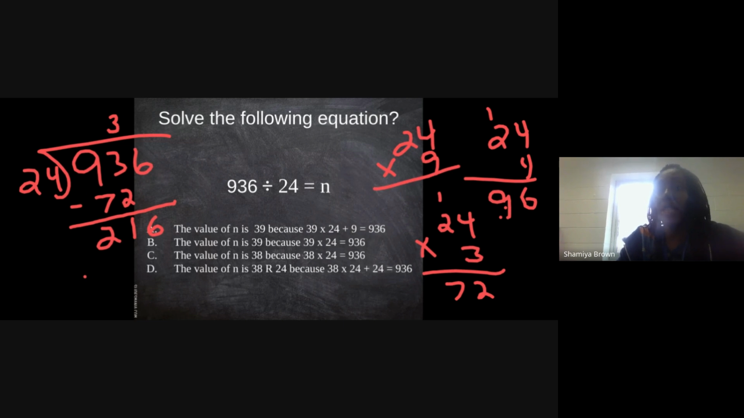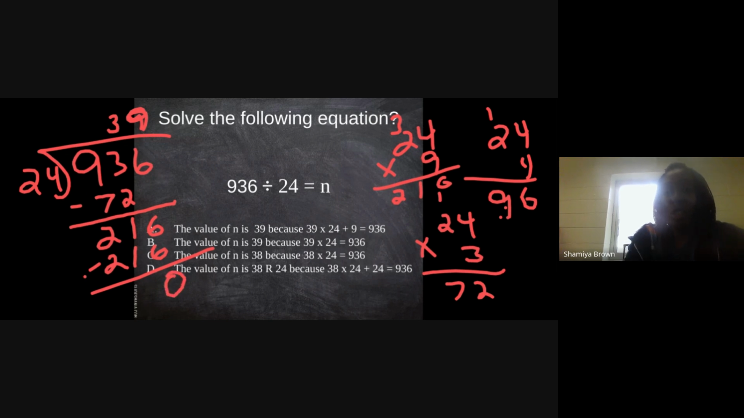4 times 9 is 36. So I'll put my 6, carry my 3. 2 times 9 is 18. Plus 3 will give me 21. That got me 216 exactly. So that means I can get 9 groups of 24 out of 216. And 9 goes up here. 9 times 24 is 216. Subtract that, I get 0. So that means my answer up here is 39.